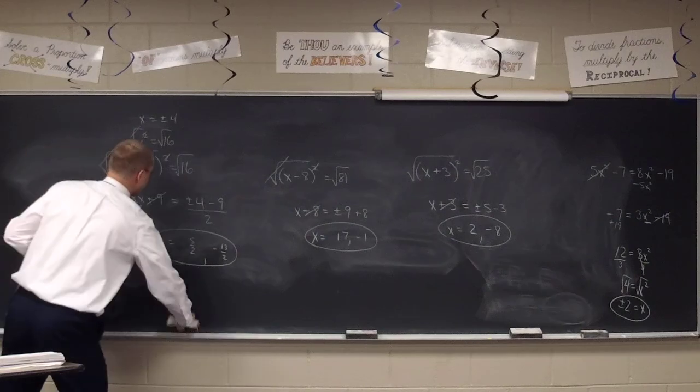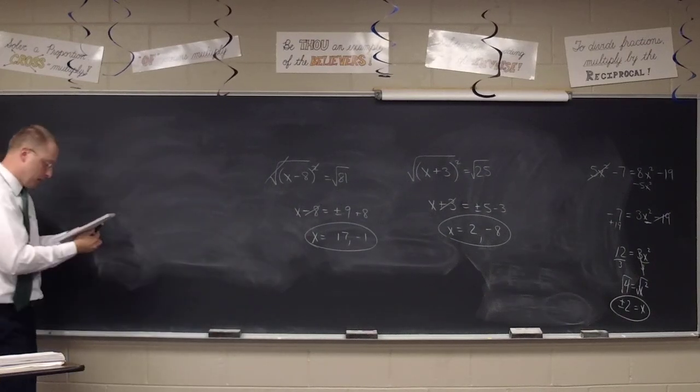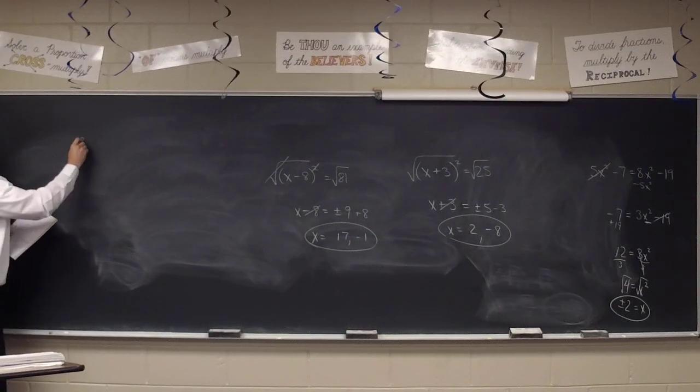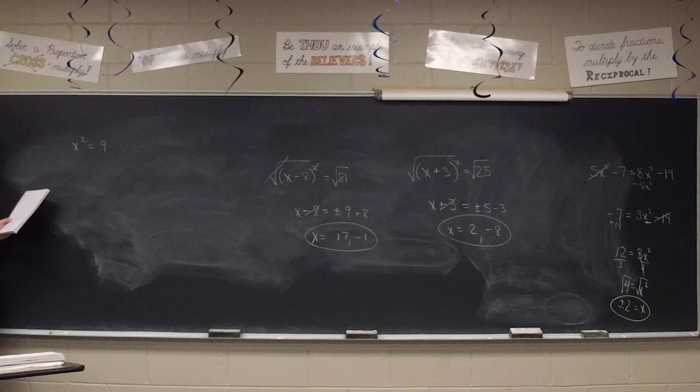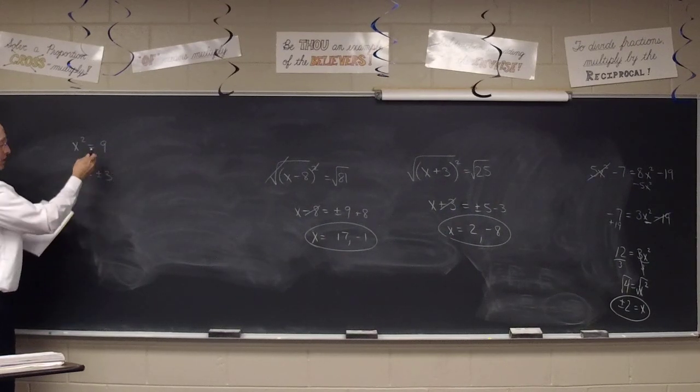Let me show you something here. This is going to be the final thing to kind of show to you. This is really more of an Algebra 2 concept, but I want to show it to you now. If I had x squared equals 9, class, we would just take the square root, right? What would I get? Positive 3. No, positive negative. x equals positive negative 3.